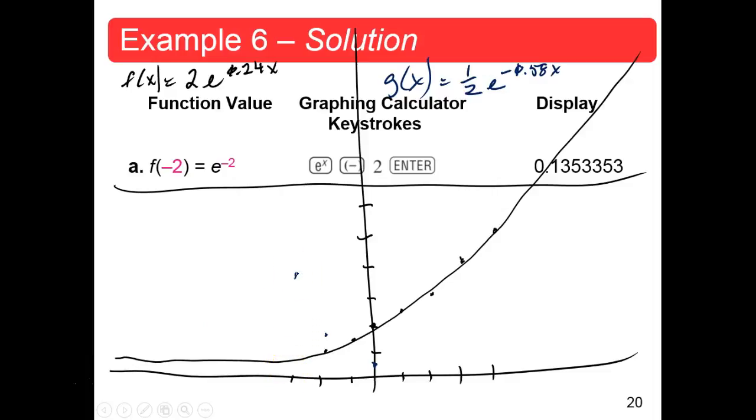Give me one on the positive side. At 1, it's 0.279, somewhere down there. So basically it's going something like this. Now notice again you have a vertical shrink and a horizontal stretch. On that one, same thing, horizontal stretch with a vertical stretch. So you see that's what's going on.